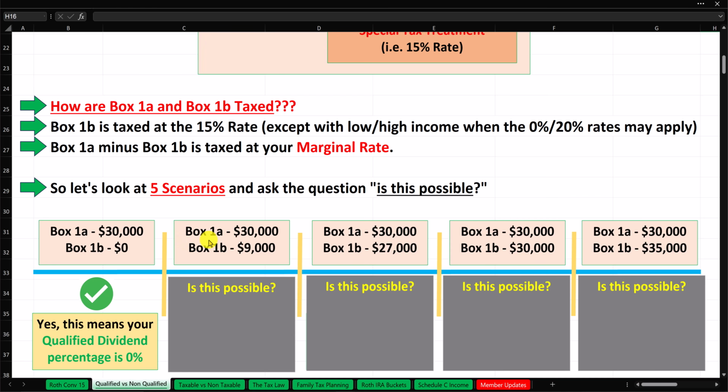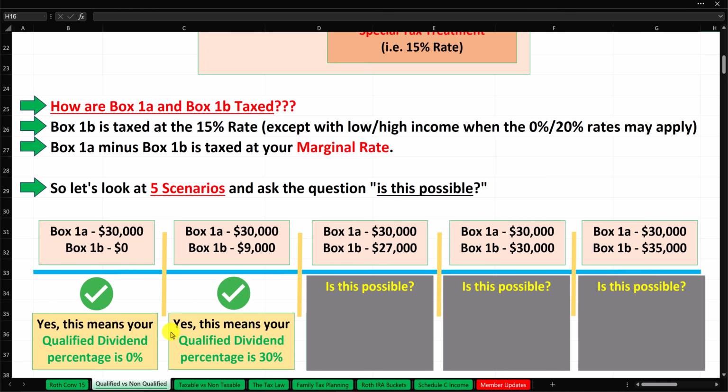Scenario number 2, box 1A has $30,000 in it, box 1B has $9,000 in it. Is this possible? And the answer is yes. This means that your qualified dividend percentage is 30%. In other words, 30% of 30,000 is in box 1B, $9,000.